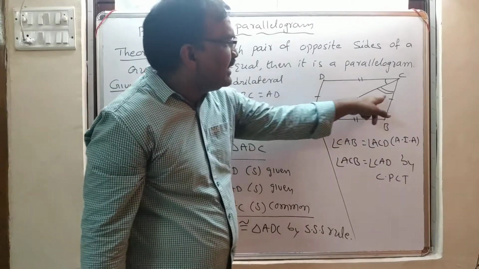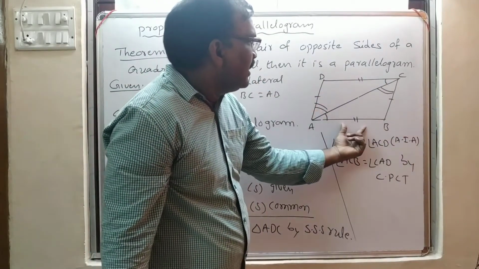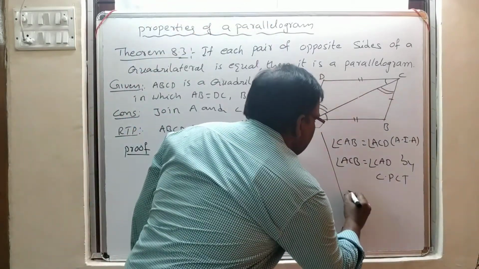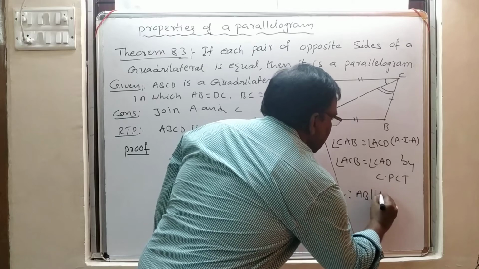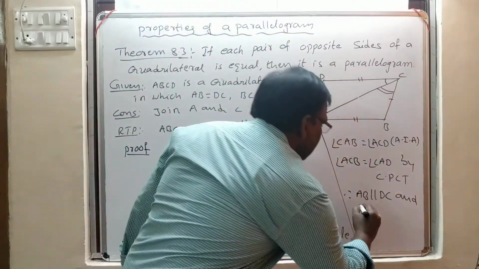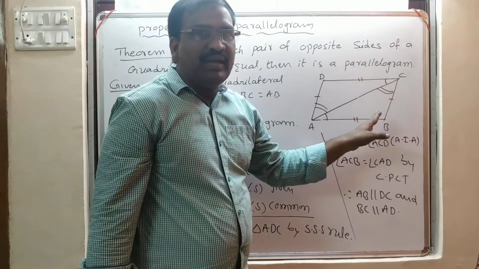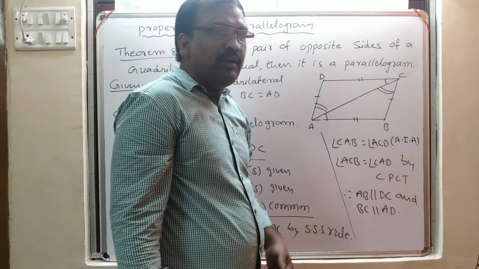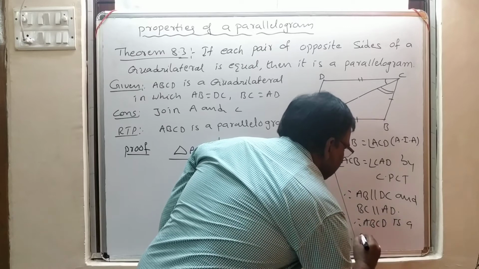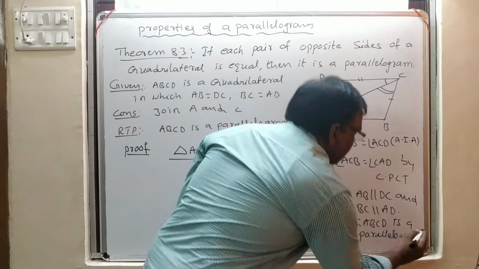So once alternate interior angles are equal, then the lines are parallel. Therefore AB is parallel to DC and BC is parallel to AD. Both pairs of opposite sides are parallel. Therefore ABCD is a parallelogram. So hence proved.